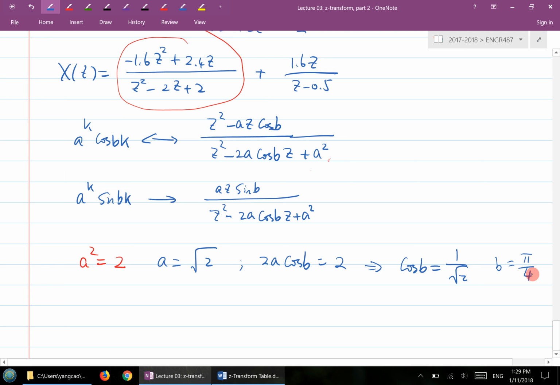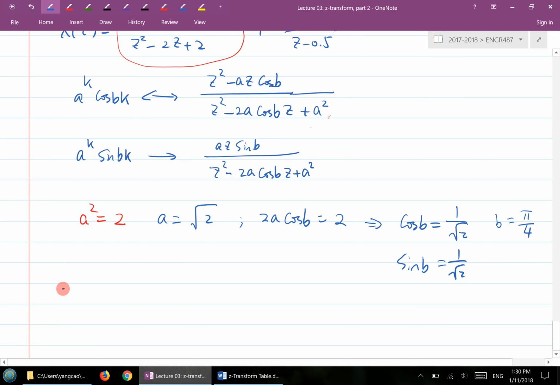So now I'm pretty clear. I need to manipulate this numerator to be a times sine b, and this is a times cosine b. Because you got an a here, a cosine b here, and then of course you need a sine b, which happens to be the same as cosine b, which is 1 over root 2. That's what we're trying to manipulate into for the numerator here. Coming back to this term, now we start the manipulation.